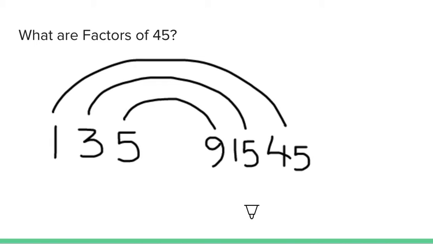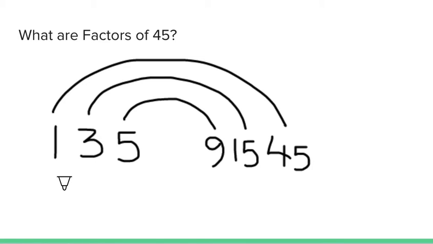Then we'd move on to 6. I can tell you right away, 6 does not divide evenly into 45. Neither does 7, and neither does 8. So then we are done, because we've covered all of the numbers between 5 and 9. Now our factor rainbow is done, and here are all our factors.